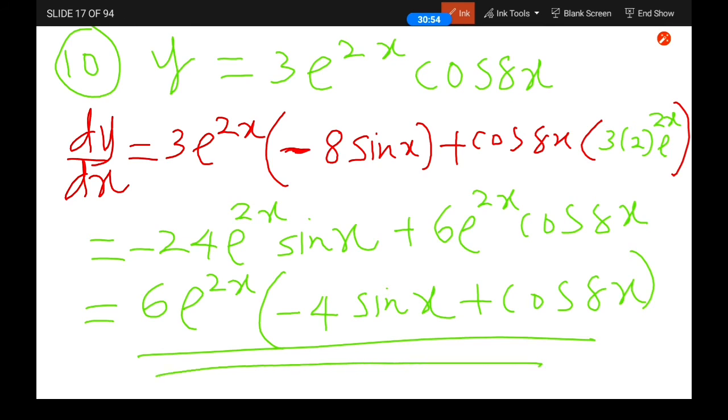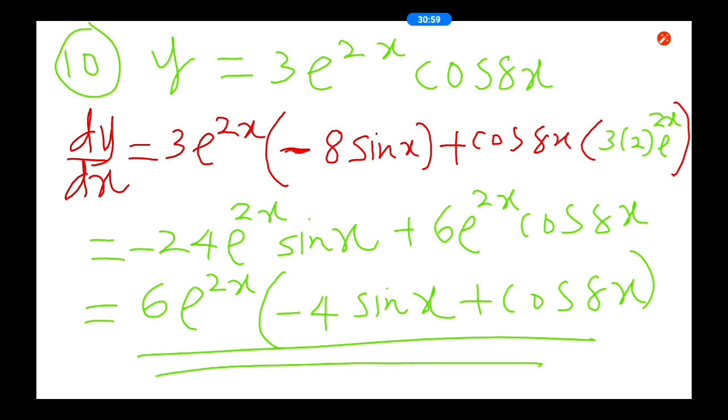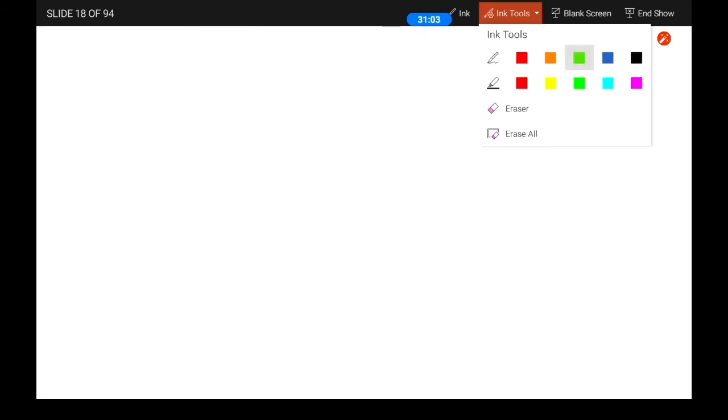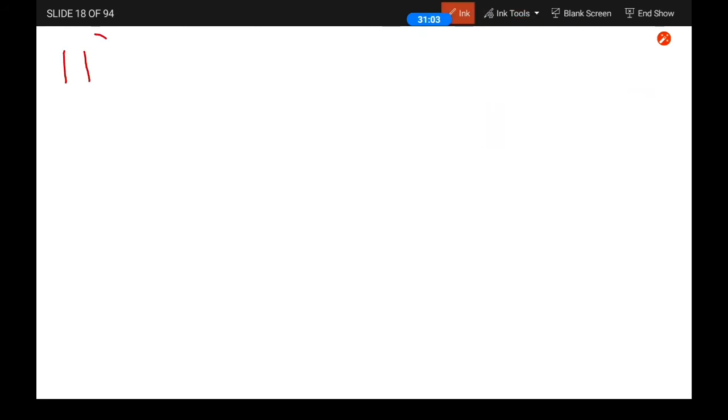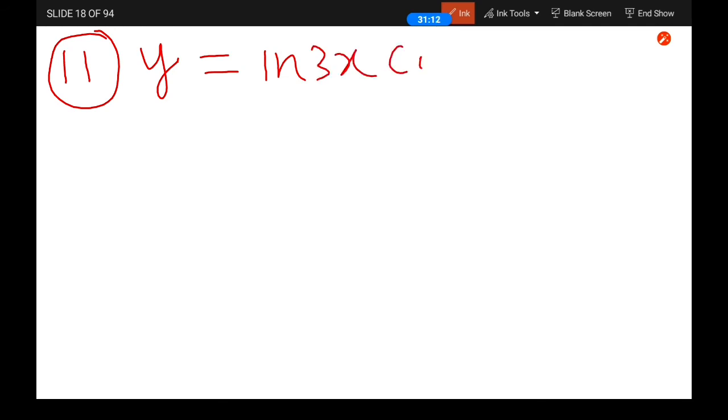Question 10 gone. Question 11. We have 4 more to go. And what is question 11 saying? Look at that. y equals ln 3x, product rule again, cos 2x. Good. Product rule. Remember, you leave the first one, differentiate the second one, plus differentiate the first one, leave the second one. So let's do the same.